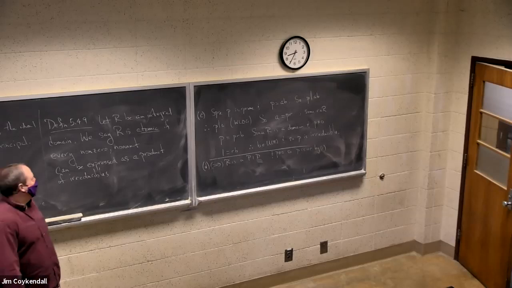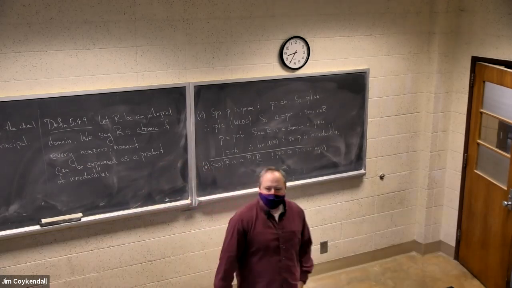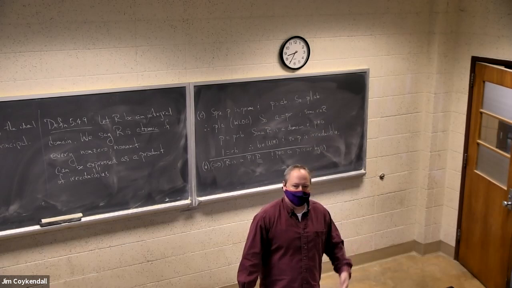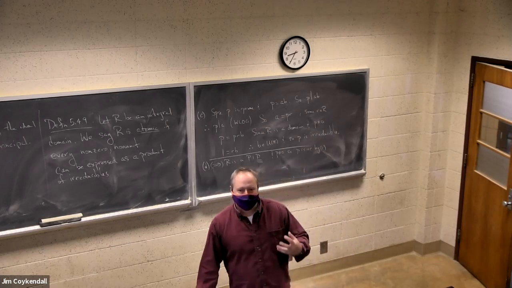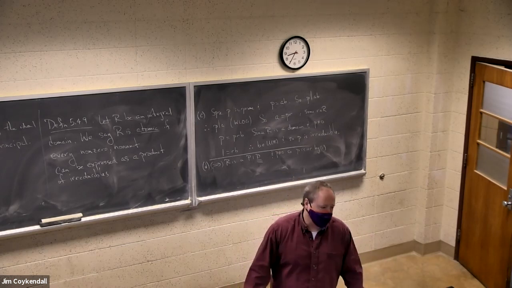So what it means to be an atomic domain is you can actually write everything that's not zero and not a unit as a product of irreducibles. I mean, you obviously never write a unit as a product of irreducibles. And if you're in an integral domain and you write zero as a product of things, one of those things has to be zero.